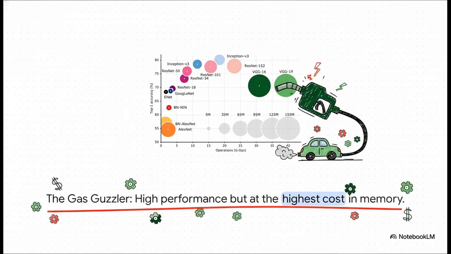All right, let's look at some examples. First up, VGG. Its accuracy is pretty good, right? But look where it is, way over on the right with a giant bubble. That means it takes a ton of computer power and has a staggering 138 million parameters. It's the gas guzzler of the bunch. Yeah, it's powerful, but man, is it expensive to run.